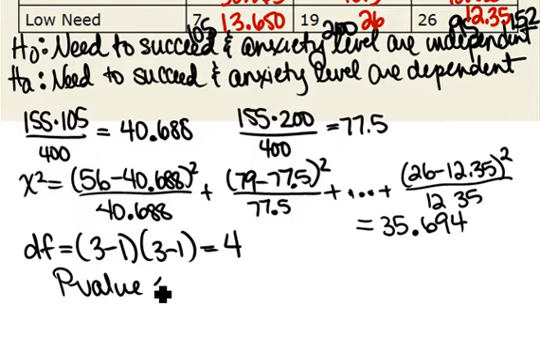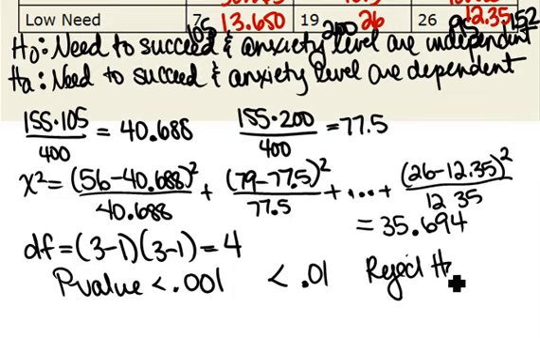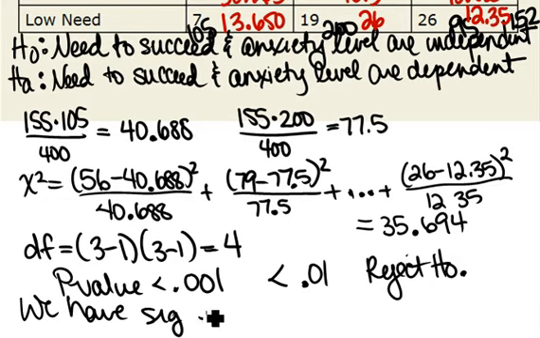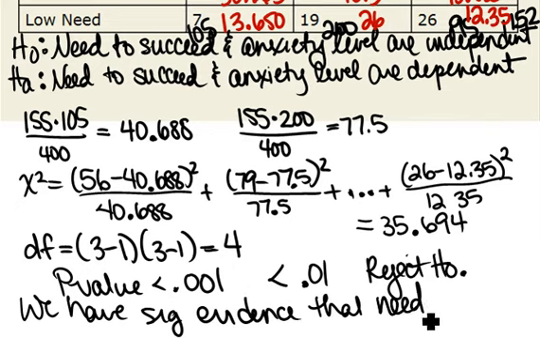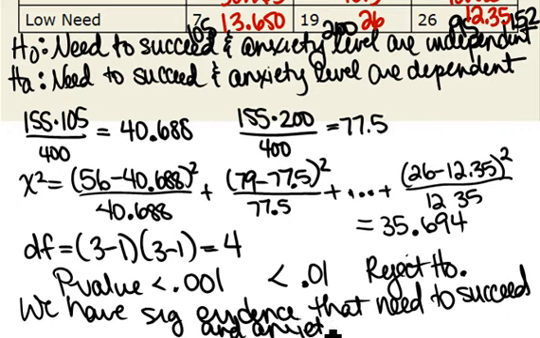So we have the smallest possible p-value from the table, which will be less than our significance level that we were told to use of 1%. And so we're going to reject the null. And so when we reject the null, what we're going to find is that our two variables are dependent on one another. So here we have significant evidence that need to succeed and anxiety level are dependent.